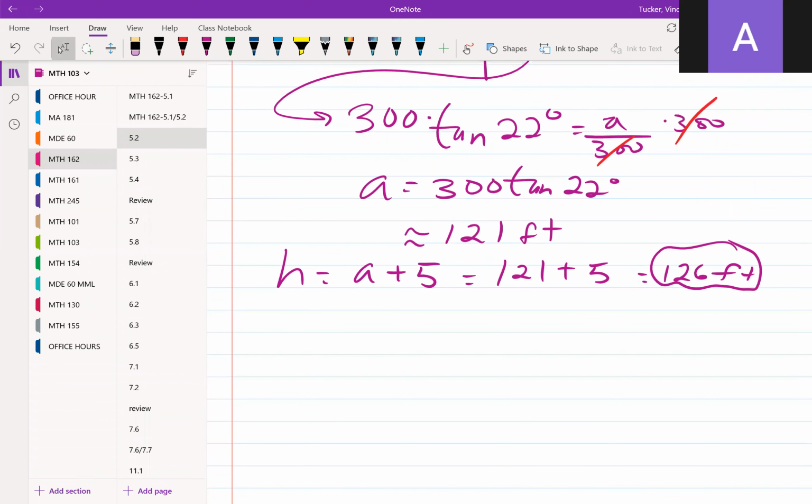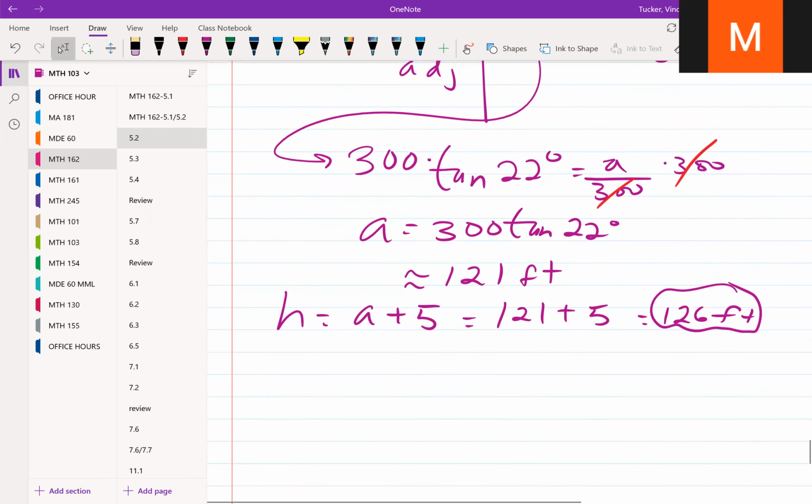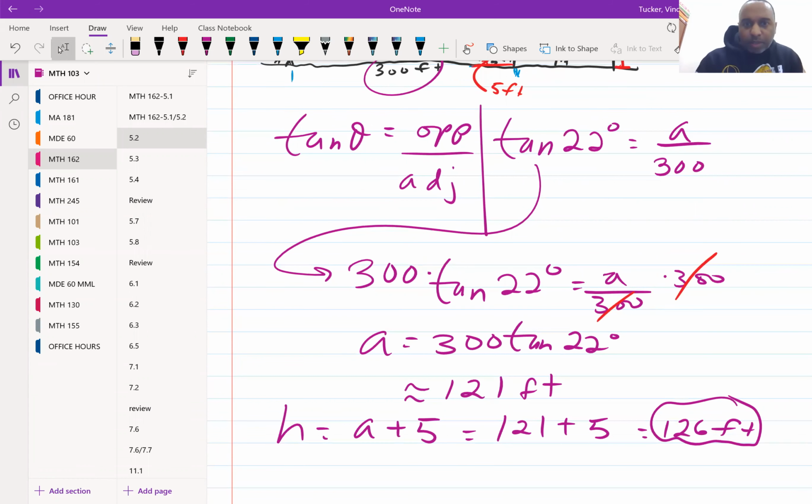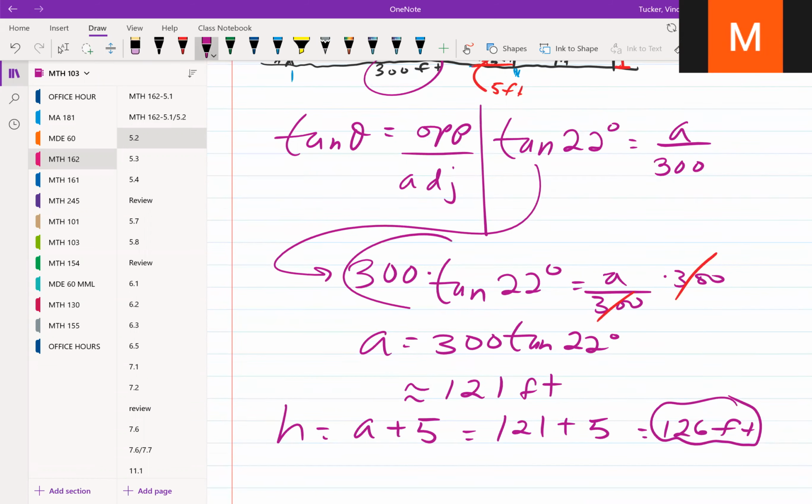All right, another hand. I was just wondering where that other number came from, like when you did tangent of 22 degrees equals A over 300 times... is that 380 or is that 300? Let me make sure. Are you talking about right here? No, the one above that. Right here? Like, what did you times it by?